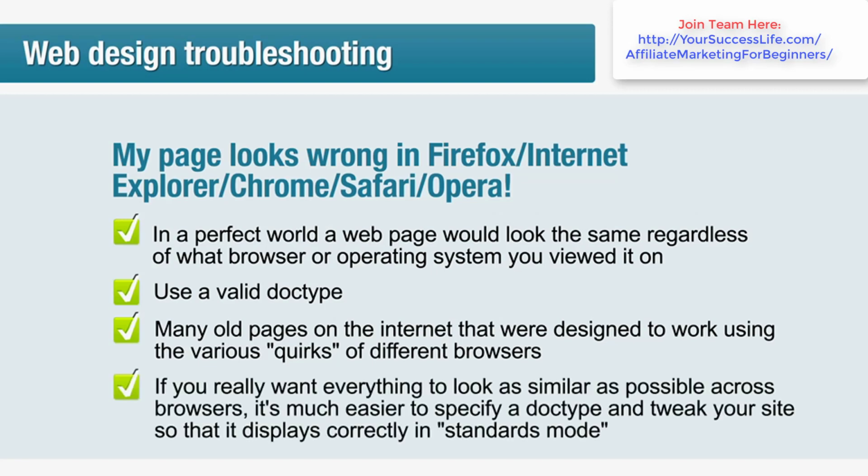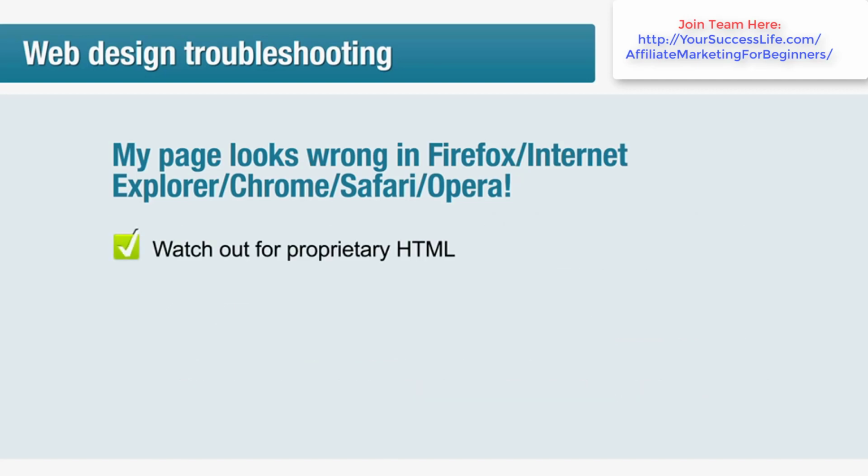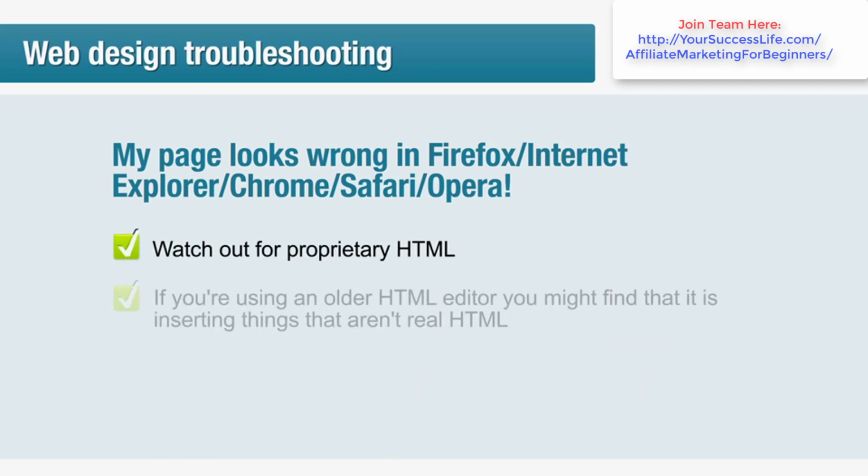If you really want everything to look as similar as possible across browsers, it's much easier to specify a doc type and tweak your site so that it displays correctly in standards mode than it is to create a bunch of hacks and workarounds to get it working in quirks mode on all the browsers. Number 2, watch out for proprietary HTML. If you're using an older HTML editor, you might find that it's inserting things that aren't real HTML. Microsoft's FrontPage, in particular, was traditionally notorious for inserting Internet Explorer-only HTML that wouldn't work on any other browser.